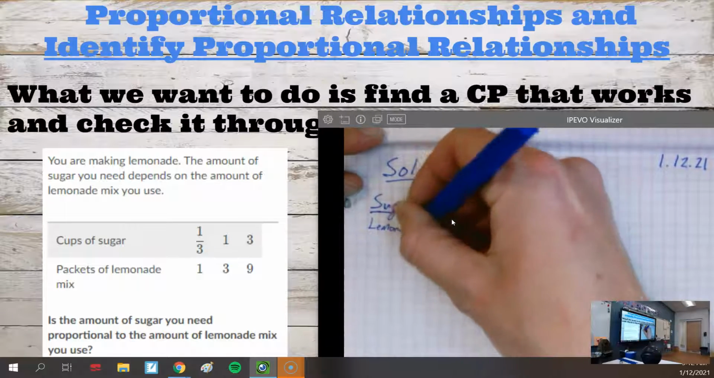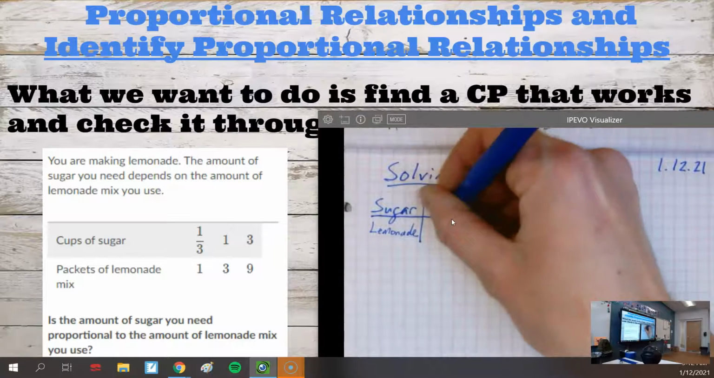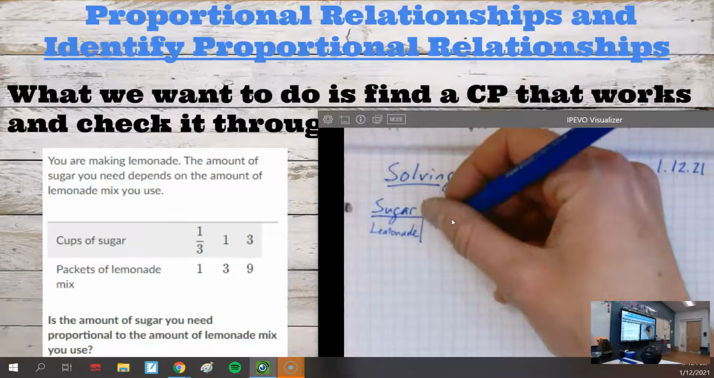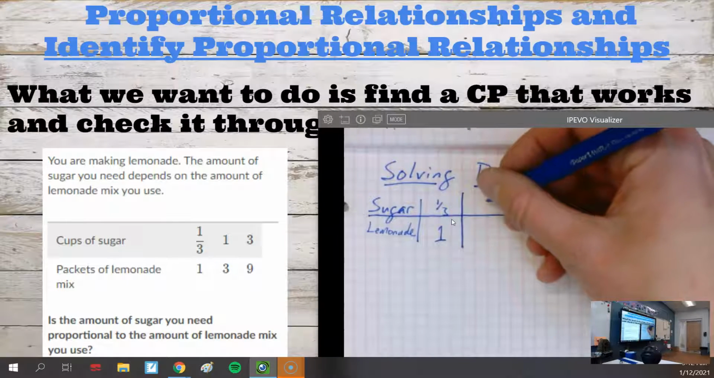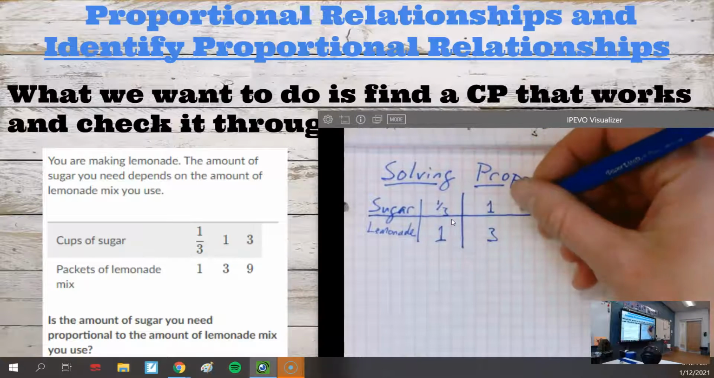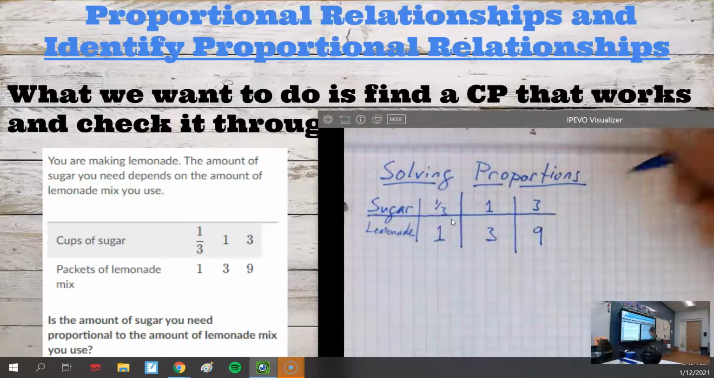No one's going to join me. Sugar and lemonade. We have 1/3 cup sugar relates to 1 cup of lemonade. 1 cup sugar relates to 3 cups lemonade. 3 cups sugar relates to 9 cups lemonade.